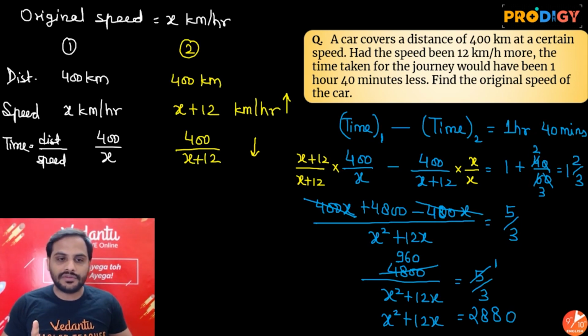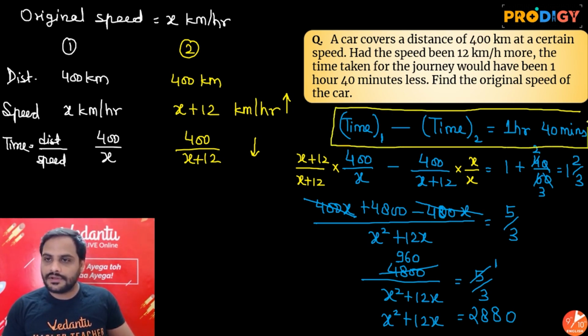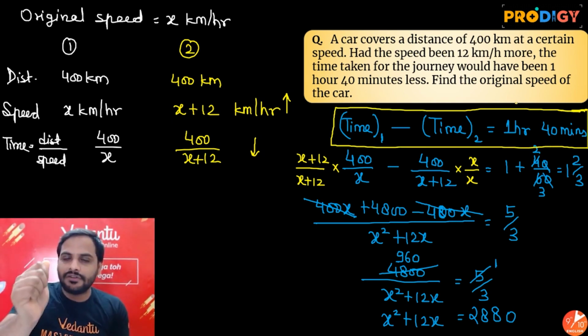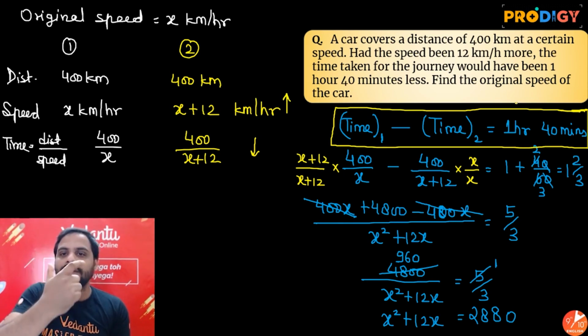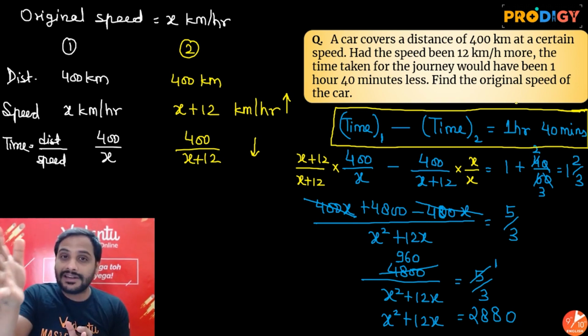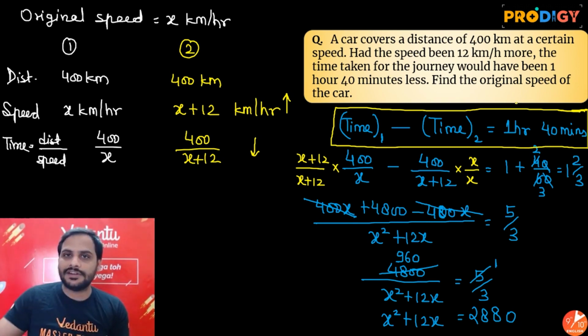What is the most important part behind this? The most important part is this equation. This is the concept which gave me the equation. So that is what we need to pick: how can I form an equation? My mind should always work on what can be done to get a relationship, to get an equation in terms of x.